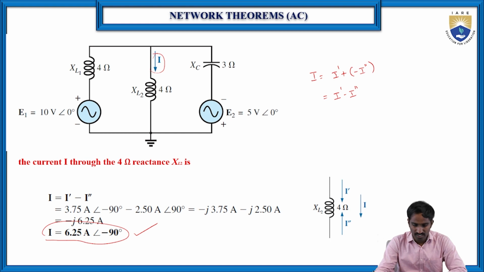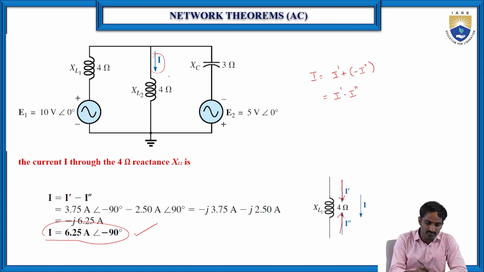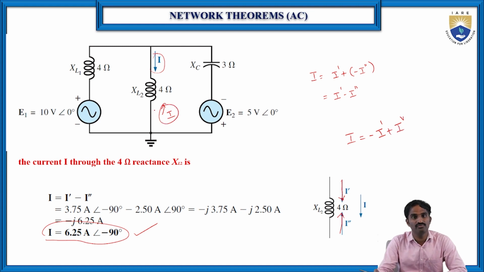So now let me consider, here you can see this I1 is in this direction and I2 is exactly opposite to that particular I1 direction. So both are opposite to each other. So that's why here I is equal to I dash minus I double dash. Suppose if we take I in this direction, then in this case I is equal to minus I dash plus I double dash. It depends on the reference direction which we are considering.